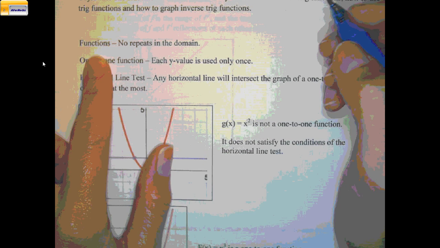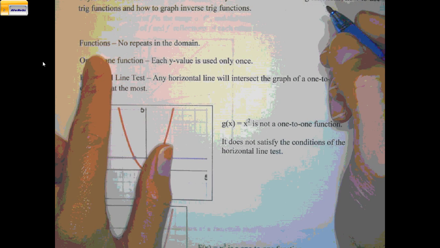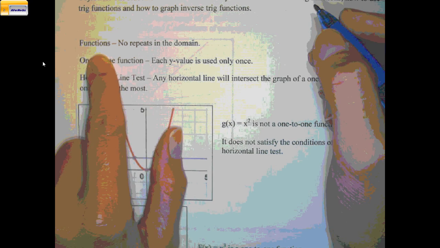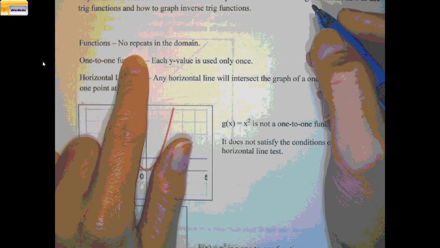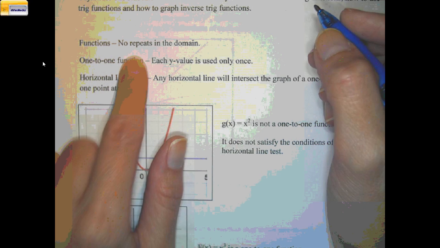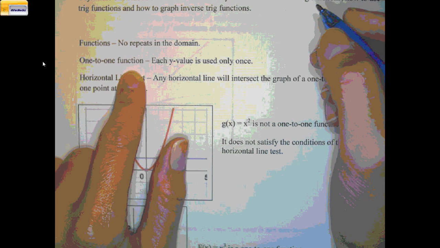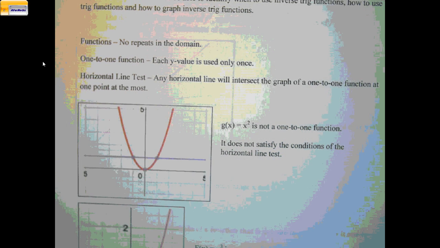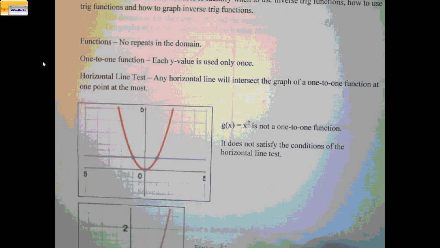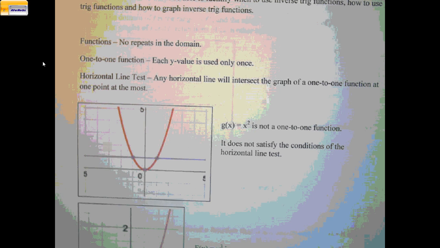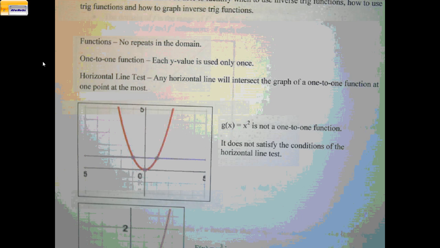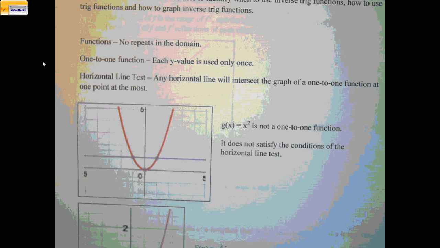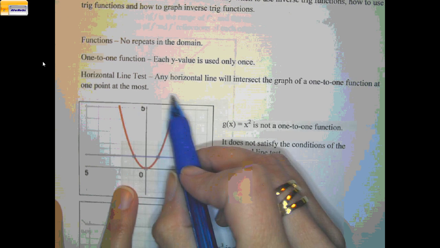Alrighty. Functions. The definition of a function usually talks about one element of the x matching one element of the y. It really means just don't have any repeats in the domain. No x's can repeat. One-to-one function means that every y value is used only once. You are familiar with the vertical line test, which tests whether it's a function or not. The horizontal line test tells you if it's a one-to-one function, and also if the inverse of the function is a function. So that's kind of what's happening here.